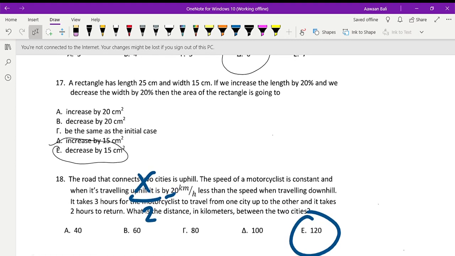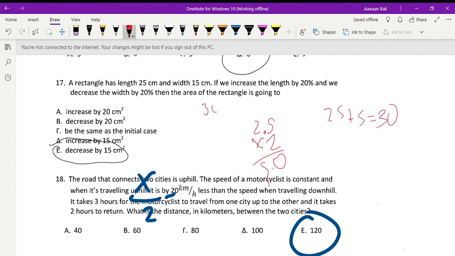Question number 17. A rectangle has a length of 25 centimeters and a width of 15 centimeters. If we increase the length by 20% and decrease the width by 20%, then the area of the rectangle is going to do what? So the length is 25. So we divide by 10, 2.5 times 2, we have 5. 25 plus 5, 30. Okay, so the new length is 30 centimeters.